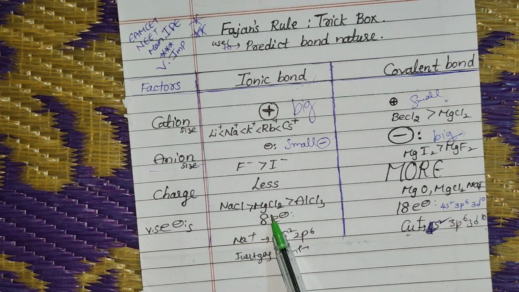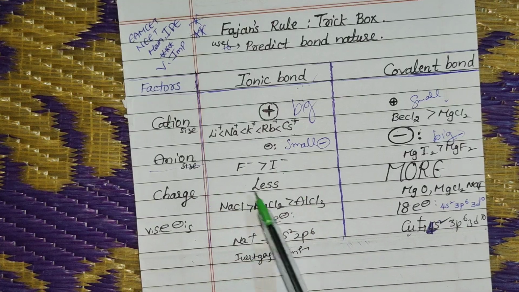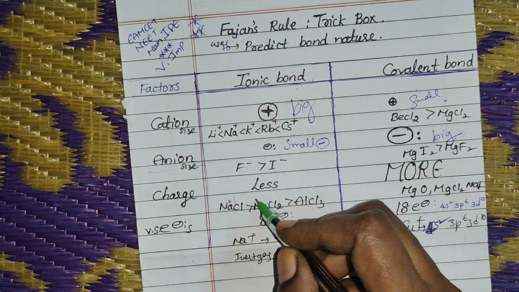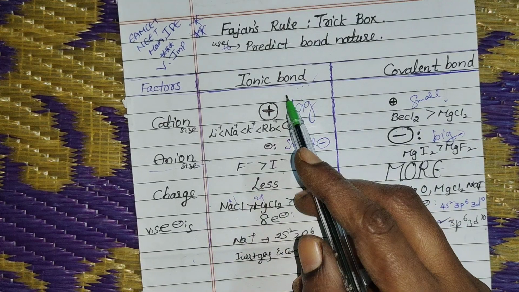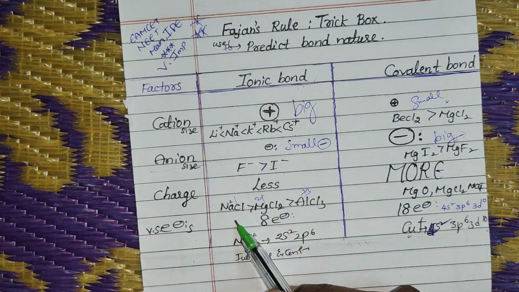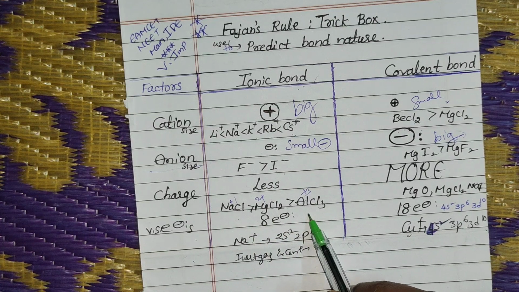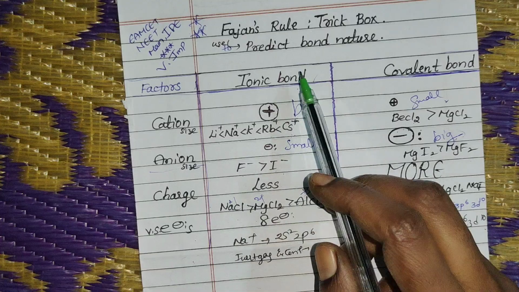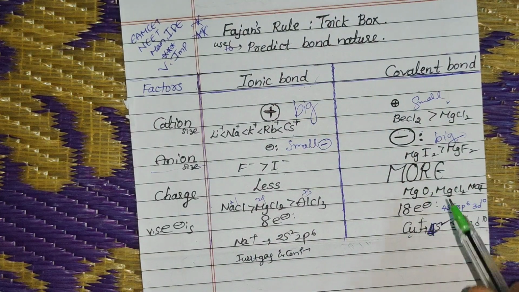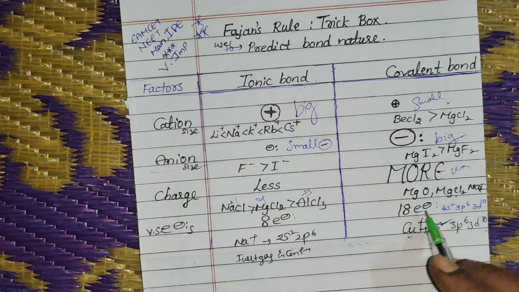sodium chloride is greater than magnesium chloride, which is greater than aluminum chloride. So less charge here: Na+1, Mg2+, Al3+, the less charged one prefers the ionic. Okay, meaning NaCl has more ionic nature, AlCl3 has less ionic nature, less charge gets priority for the ionic bond. But for covalent, more charge favors the covalent bond. These are the examples.